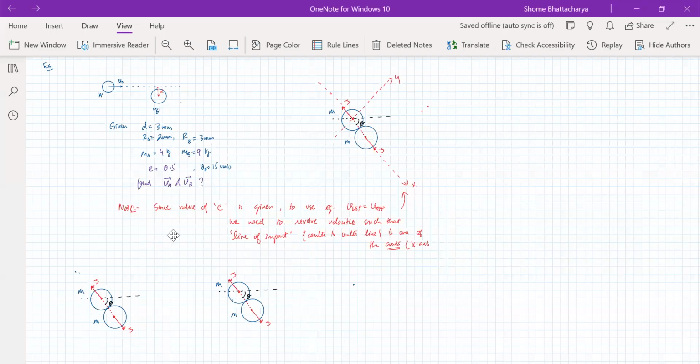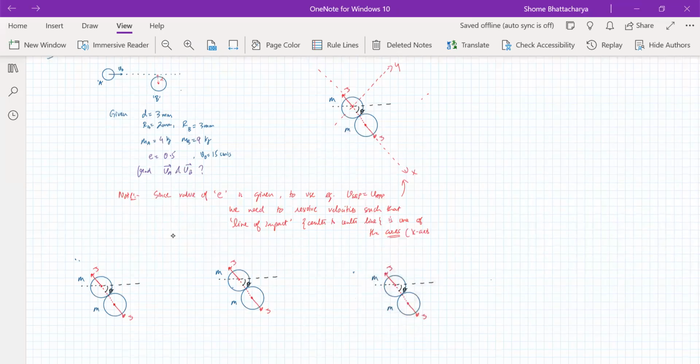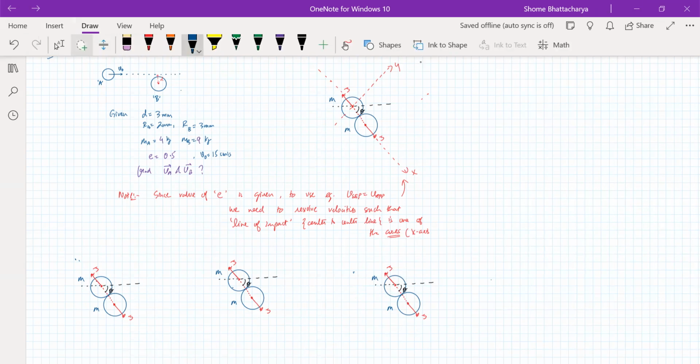Now, here we have to be a little careful. Our V2 will not be V0 cos theta because there's a coefficient of restitution involved and the masses are different. So we have to be a little careful when we are solving. You understanding the point? Yes, sir.